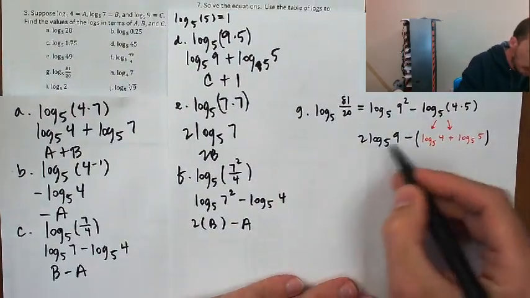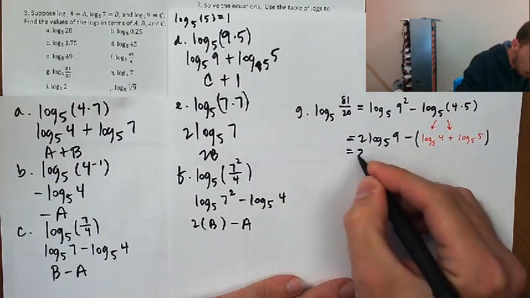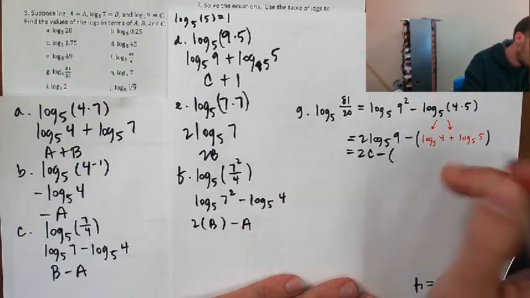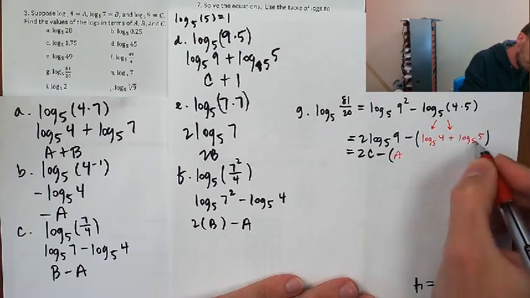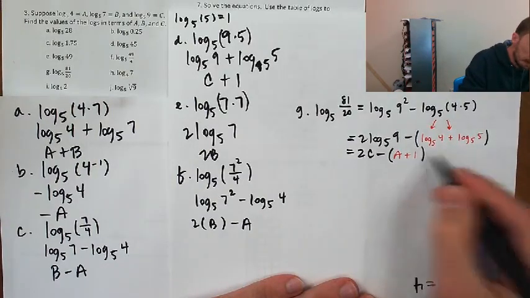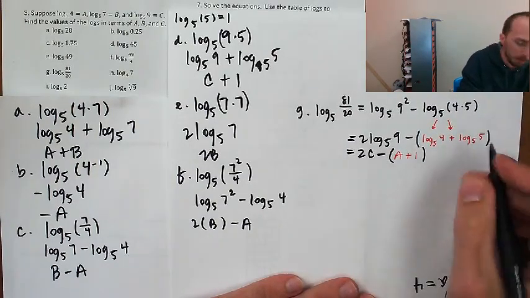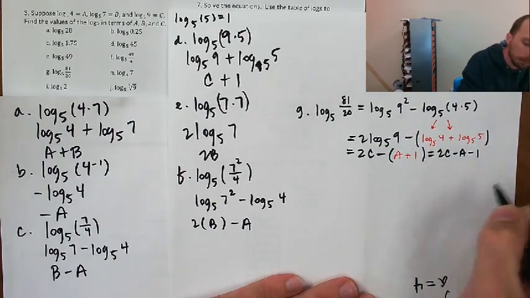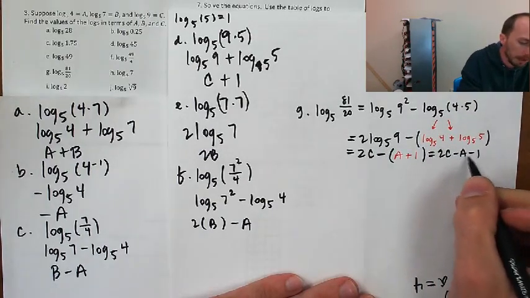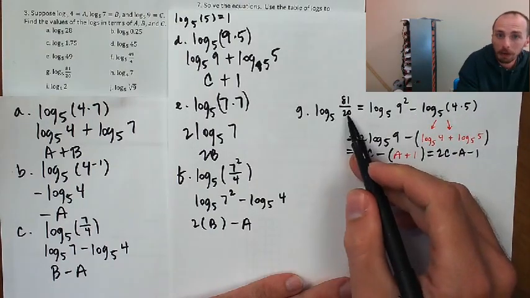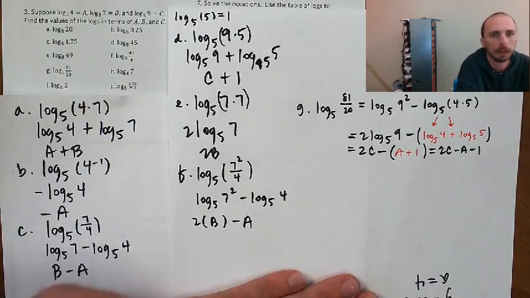So I've got 2c here, minus log base 5 of 4, that was a. Log base 5 of 5, that's 1. And I think you could stop there, that'd be fine. If you wanted to go a little farther, that would be 2c minus a minus 1. And the a and the 1 are both negative because they come from the 4 and the 5, and they're both in the denominator of the original log.